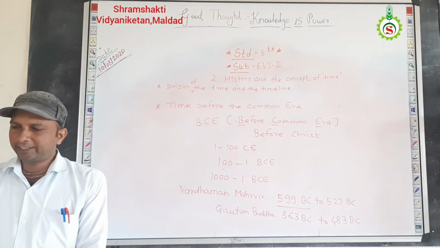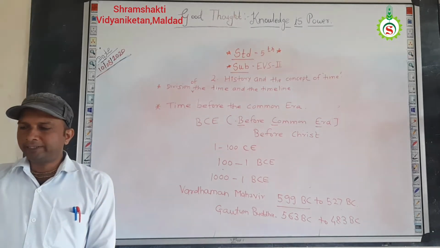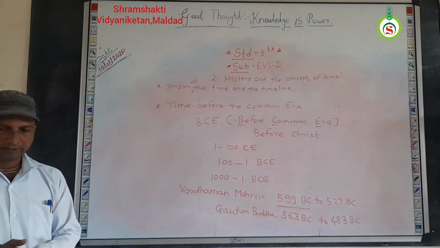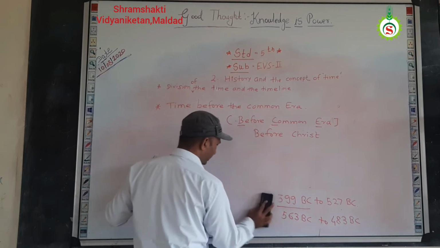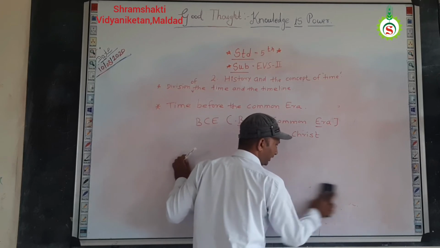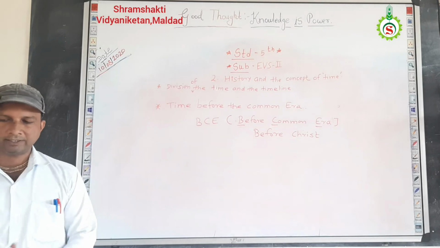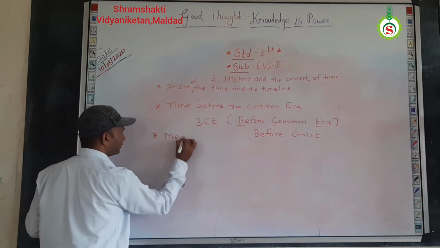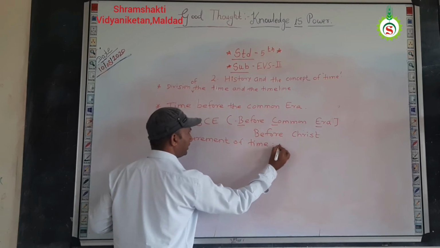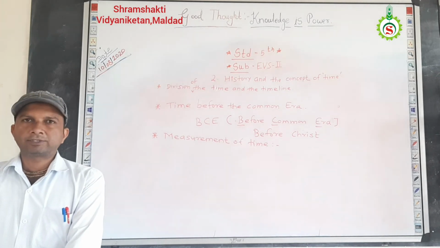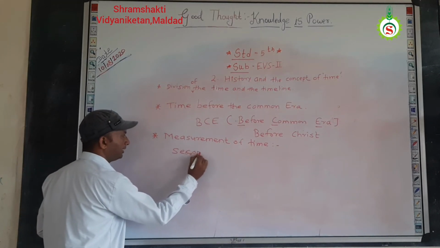Now the second point: the measurement of time and the methods of measuring time. Which are the different methods for measuring time? To measure time is to measure the length of time. Now we know that the length of time is measured in different units. For example, the smallest measurement of time is taken in which unit? Second. So second is the shortest measure of time. You know that the smallest unit of measurement of time is called second.